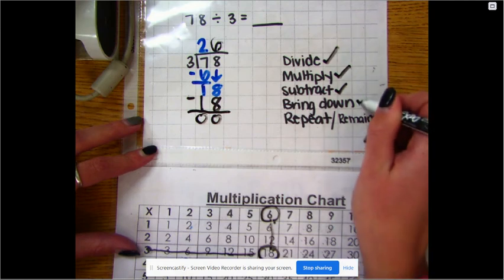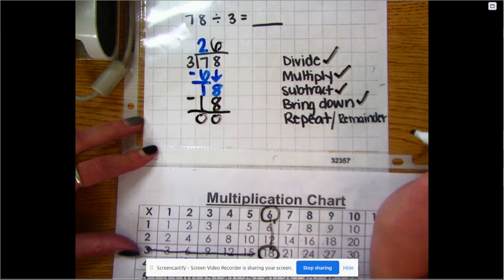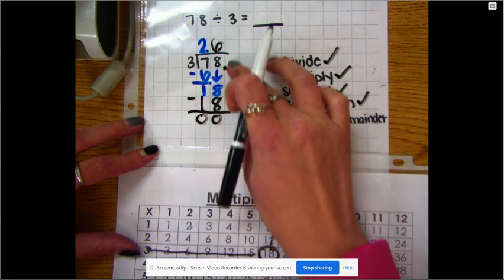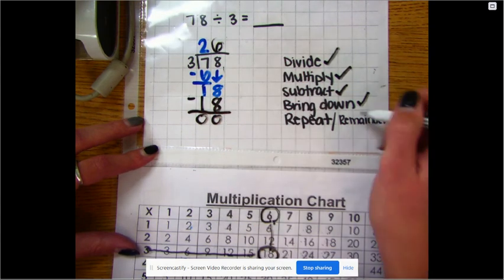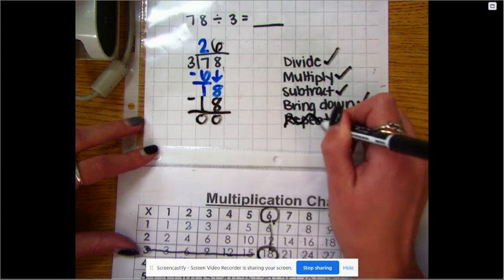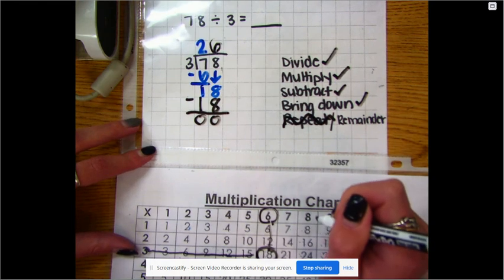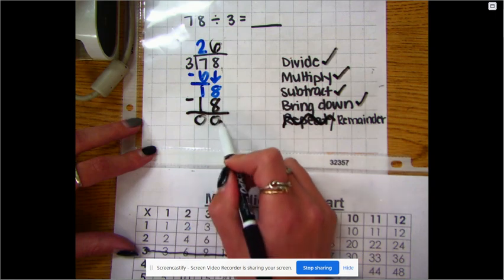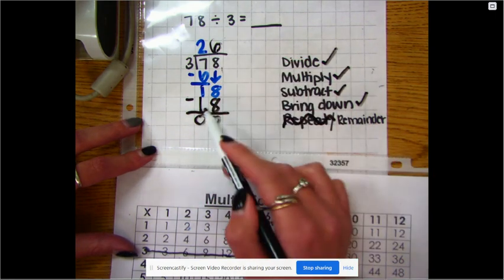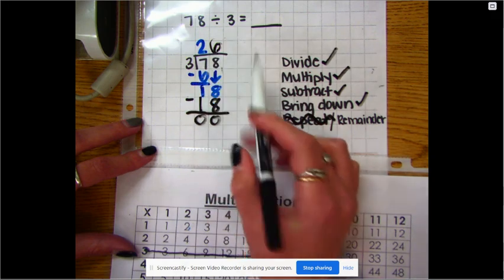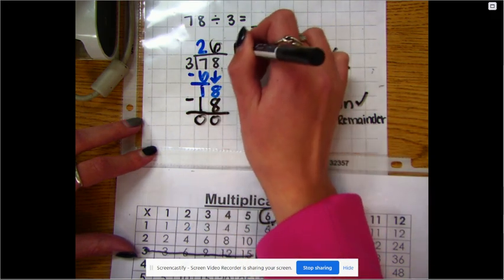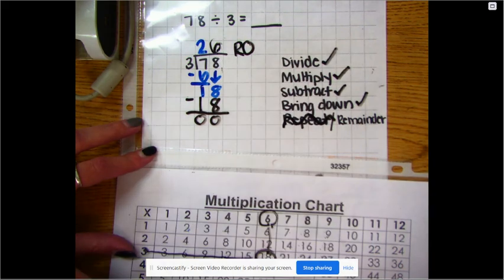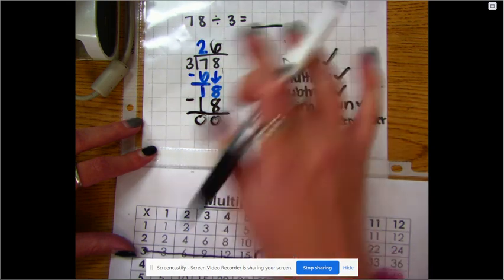And my fourth step is to bring down. Now, if I look up here, there's nothing left. There's nothing in this placeholder. So I don't have any other numbers to bring down. So I know that that's done. And I know that tells me I can't repeat. So if I had a number or a digit down here that wasn't 0, I could put that as my remainder. But I don't have to because 26 goes in perfect. If you wanted to, you could put 26 remainder 0, or you can just leave it as 26.